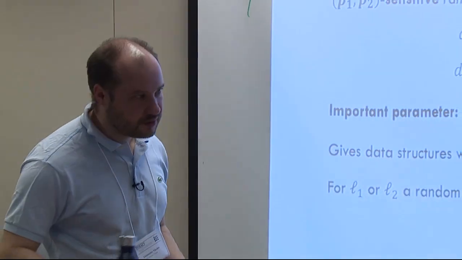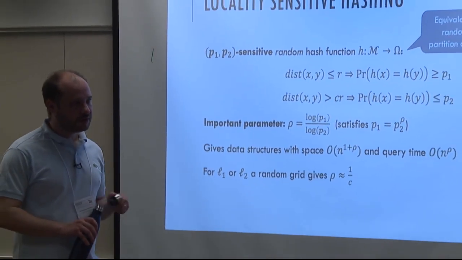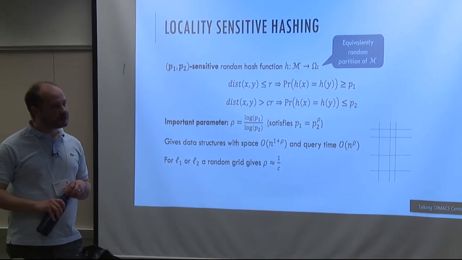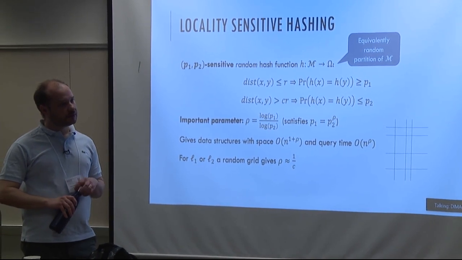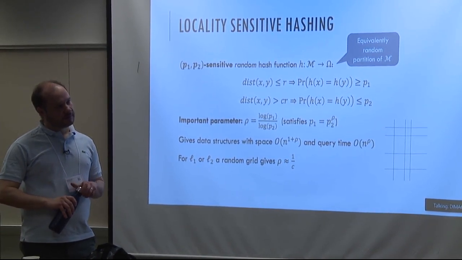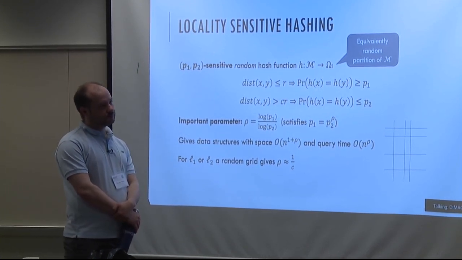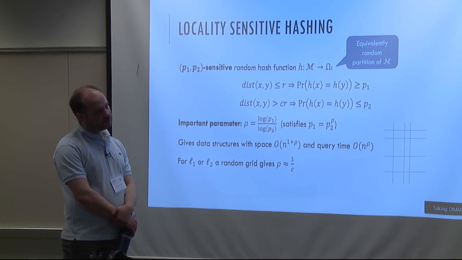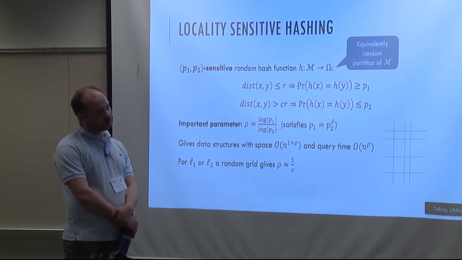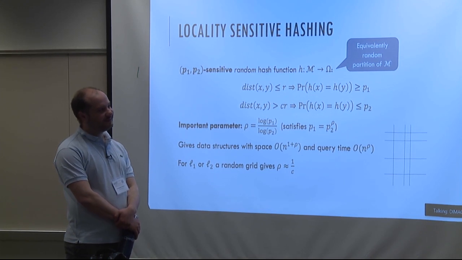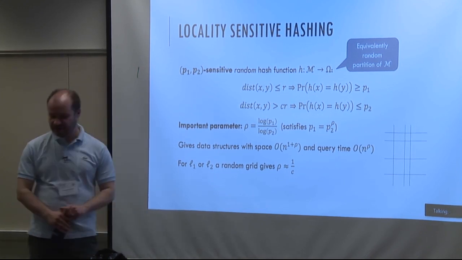Oh, I see. I think you can get a deterministic data structure with a slight loss of parameters, if I remember correctly. But that also depends on what you mean by deterministic, right? You could have a randomized construction which gives you deterministic guarantees for the query time. But the construction itself is randomized. I see. So it depends whether you call it deterministic or randomized. I see. Okay. Thanks.